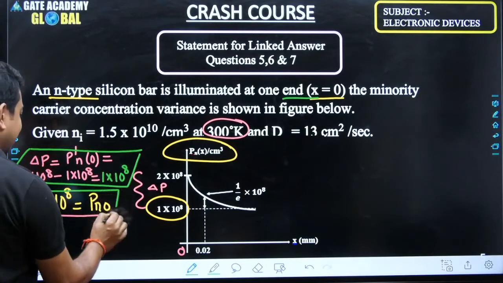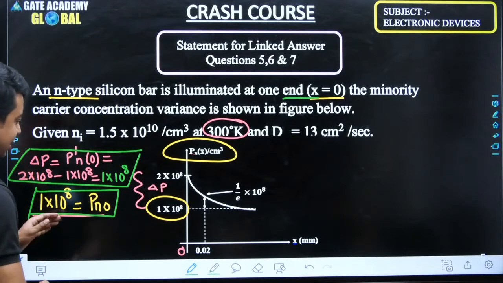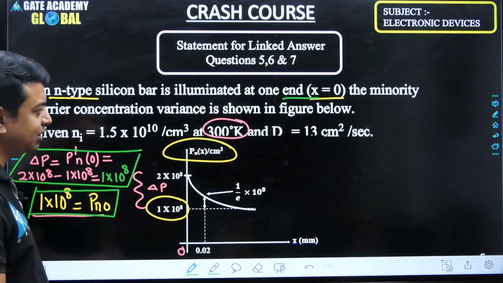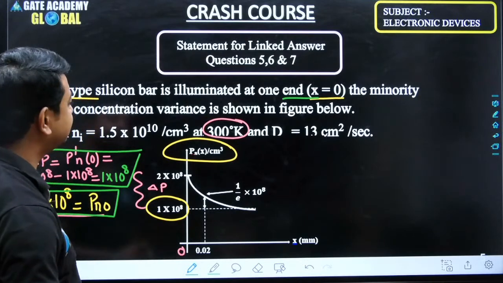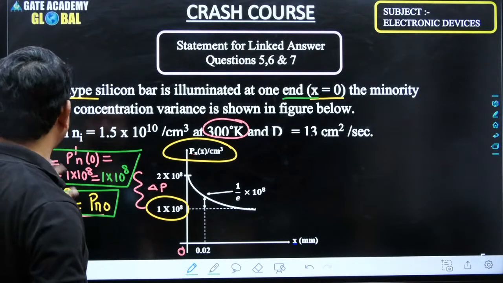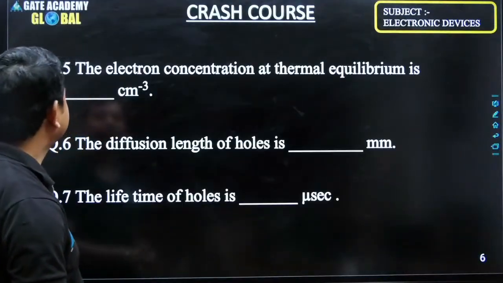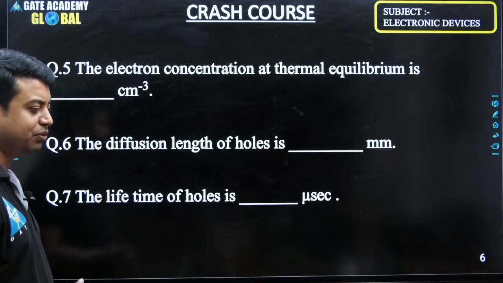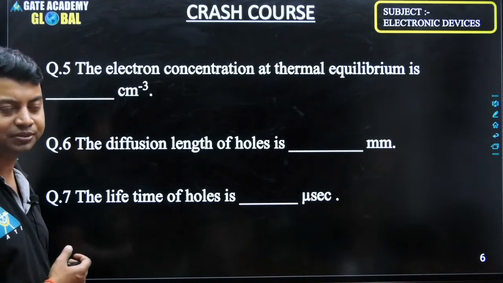So we have the initial concentration and excess concentration both. This is the initial concentration 1 in 10 to the power of 8, and the excess concentration is again similar, that is 1 in 10 to the power of 8. So Ni is given and D is given, everything is given. Now we have to see what the other things are that have been asked in the question. The electron concentration at thermal equilibrium is easy. So we have to find out what will be the electron concentration at thermal equilibrium condition.